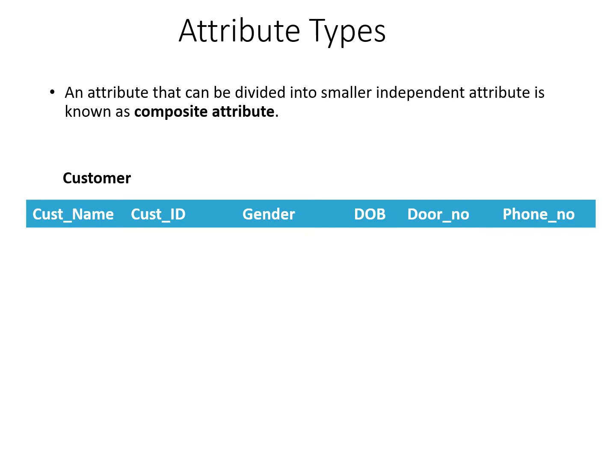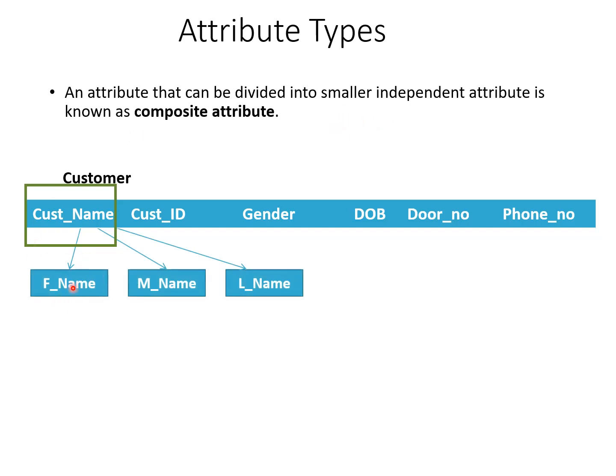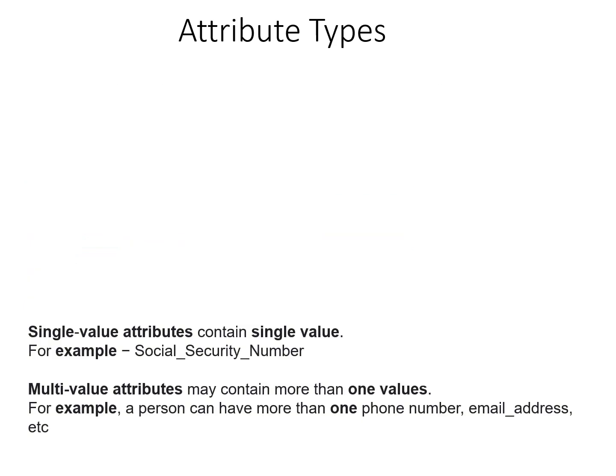Now the next one is composite attribute. It is also very simple. Composite attributes are those attributes which could be divided into smaller independent attributes. Say you have customer name. The customer name could be divided into first name, middle name, last name. So then we could call it a composite attribute. Date of birth, here, cannot be divided.